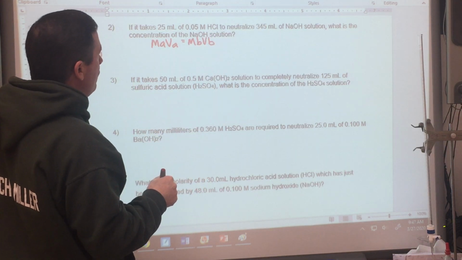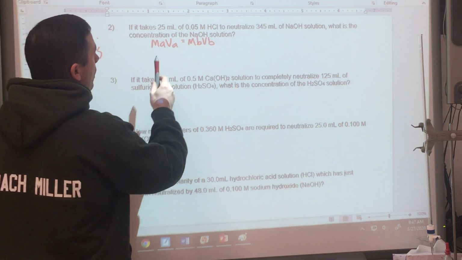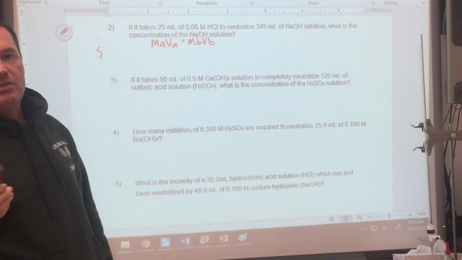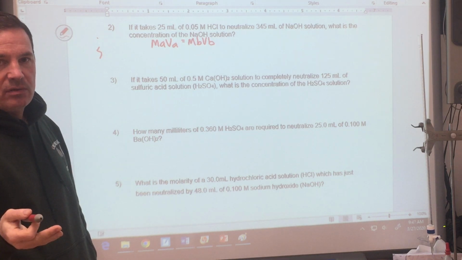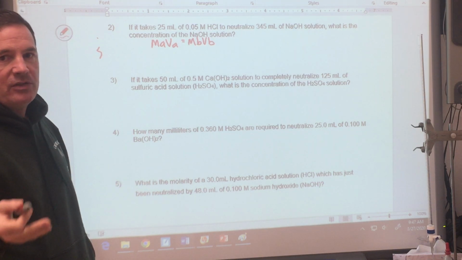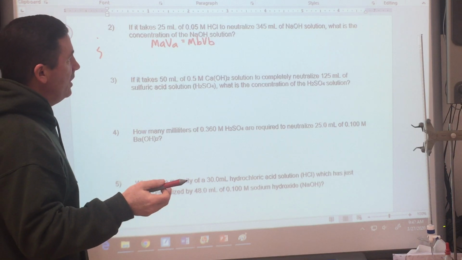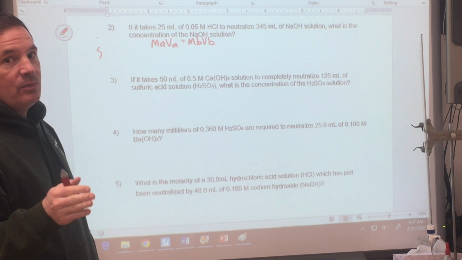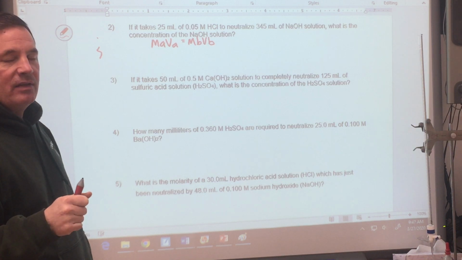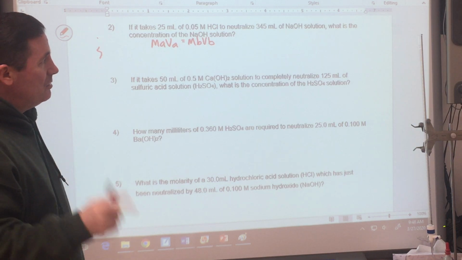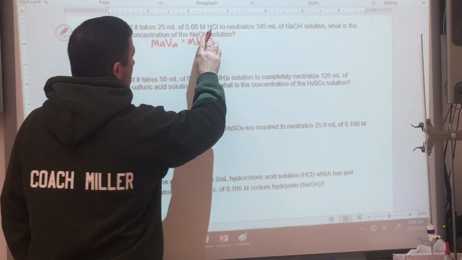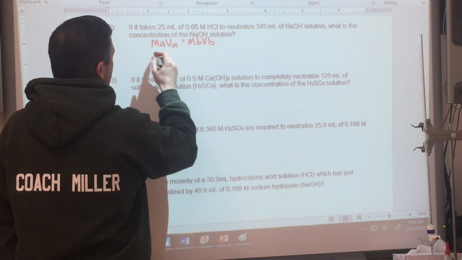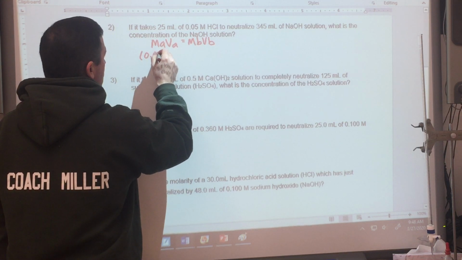I feel like I've already gone over this one, but that's okay. So, which is the acid, which is the base? Acids typically start with an H: hydrochloric, hydrobromic, hydrofluoric, hydroiodic. Bases almost always end with an OH, but not everything that ends with an OH is a base. You just have to be careful of that. So here's my acid, hydrochloric acid, and it tells me it has a molarity of 0.05.